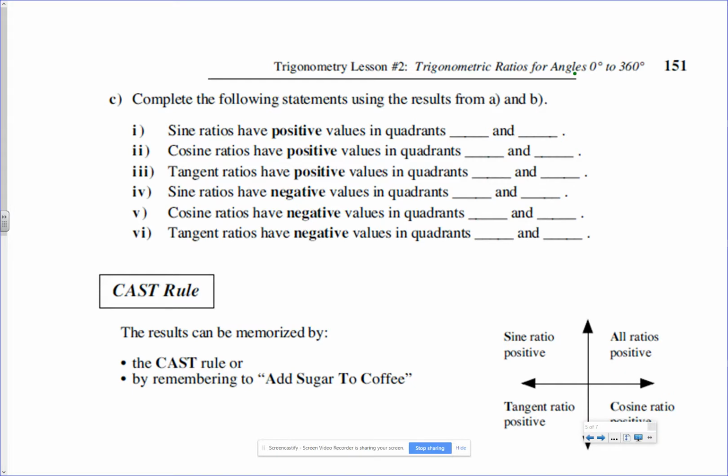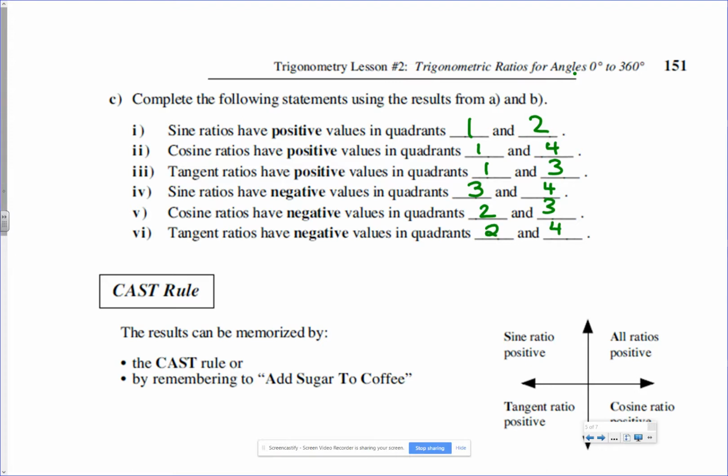So sine is positive in 1 and 2. Cosine was positive in 1 and 4. Tangent was positive in 1 and 3. Sine was negative in 3 and 4. Cosine was negative in 2 and 3. And tangent was negative in 2 and 4.